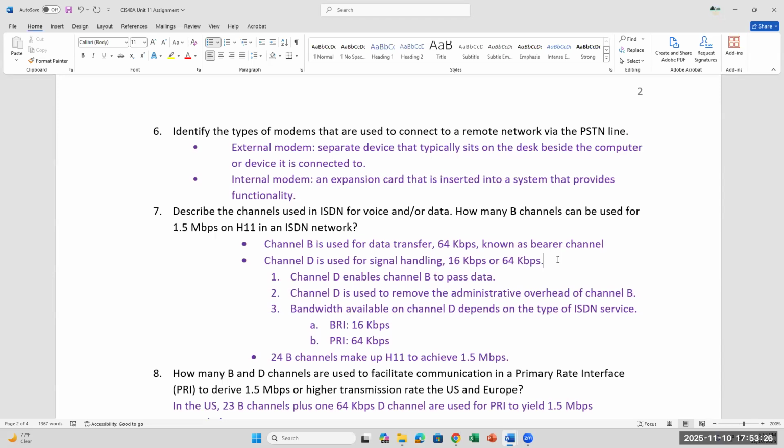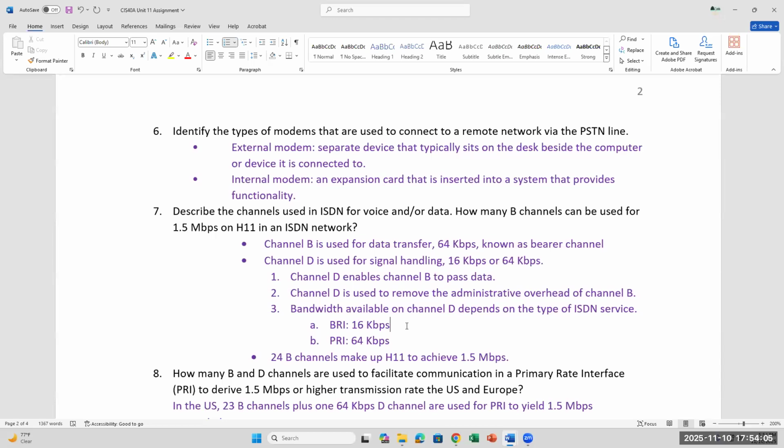Now, the bandwidth that is available in channel D really depends on the type of service. And you see this in A+ and in Network+. BRI is 16 kilobit per second. So if the business acquires BRI ISDN, their channel D is at this rate, 16 kilobit per second. But if the business pays a little bit more and acquires the PRI service, which allows them to have a higher throughput for the D channel, it is 64 kilobit per second.